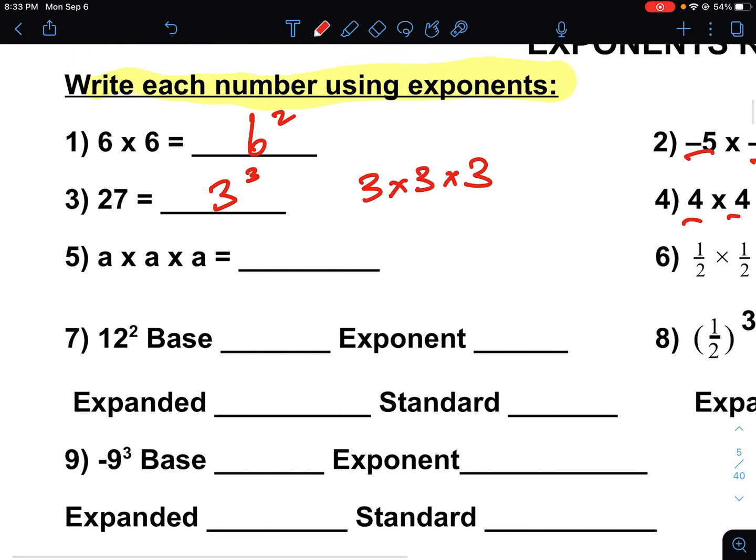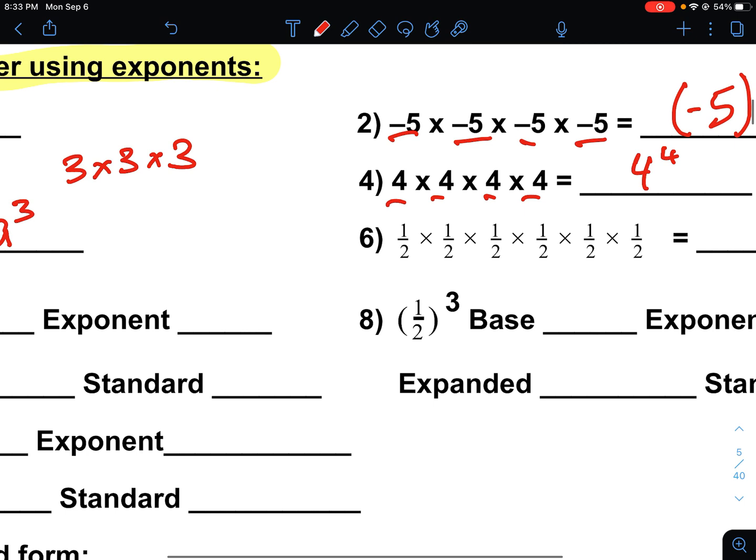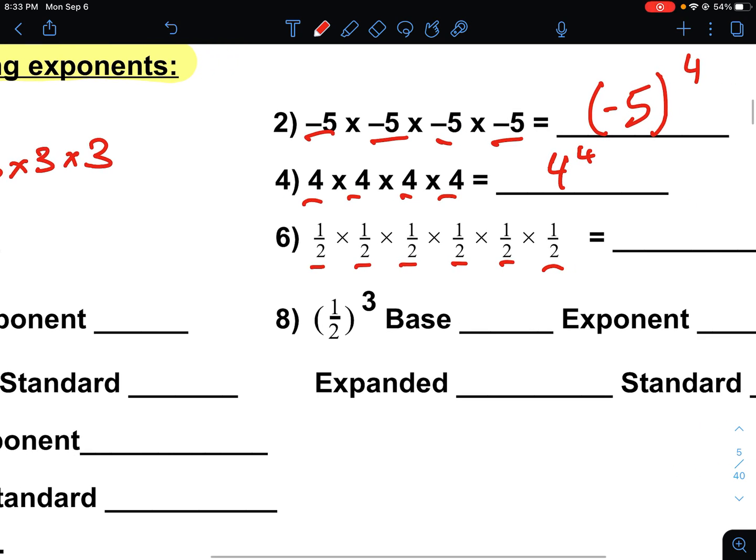Number 5, we have a times a times a. That's 3 a's being multiplied together. A to the 3rd power. Finally, number 6, 1 half, 1 half, 1 half, 3, 4, 5, 6. 1 half to the 6th power.